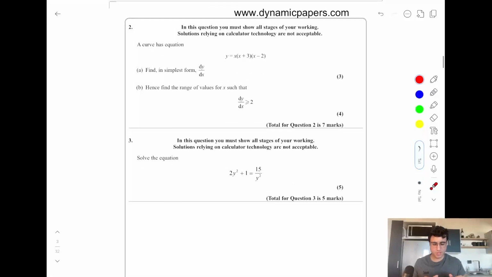Alright guys, so for number 2, we're told, again, we cannot rely on a calculator, but we have a curve which equals this, and we need to find in its simplest form dy by dx. That's for number 2a.